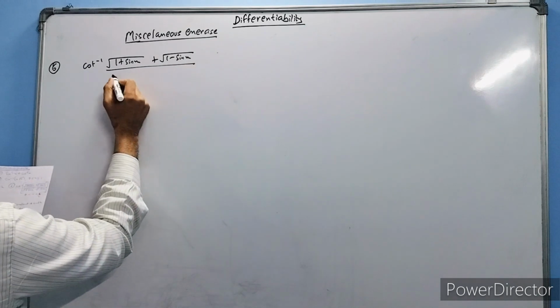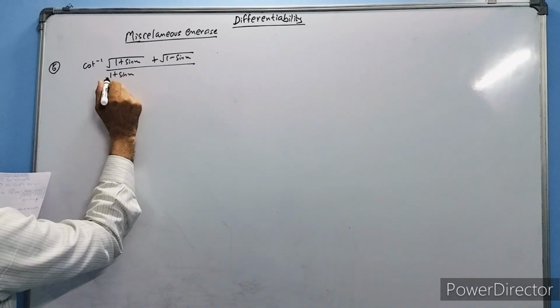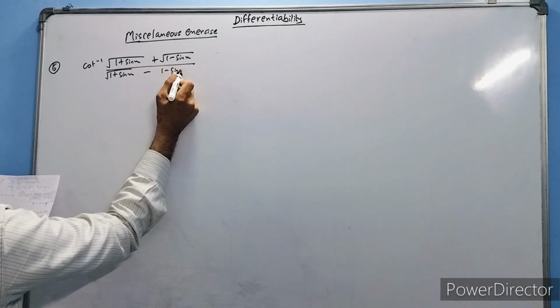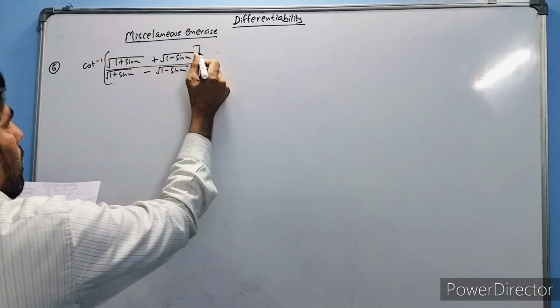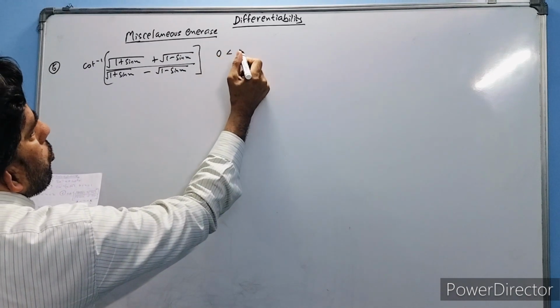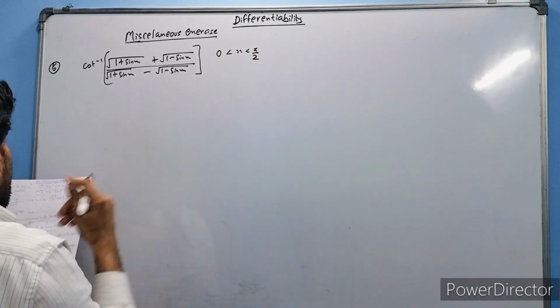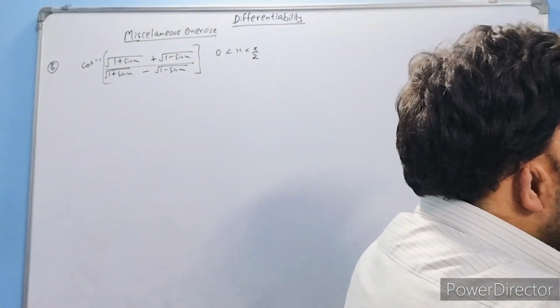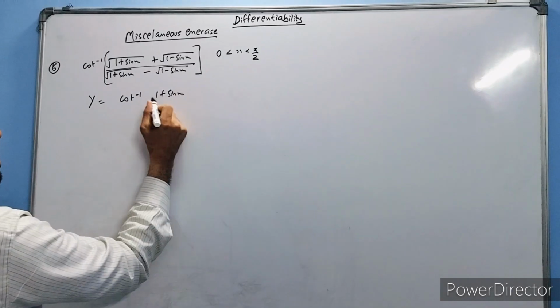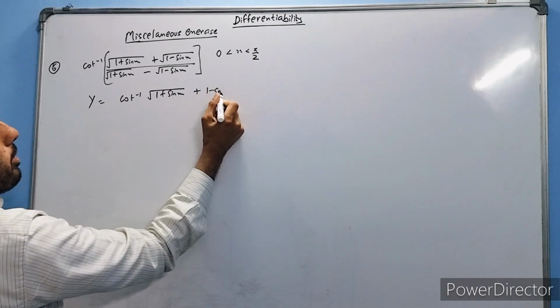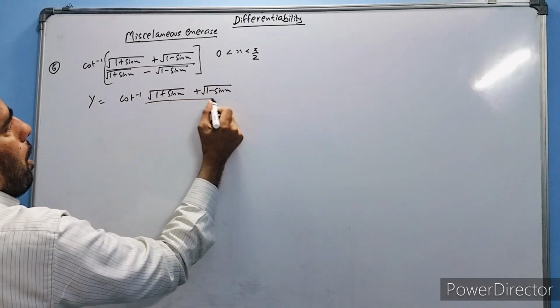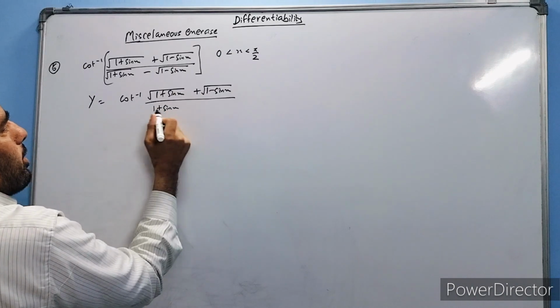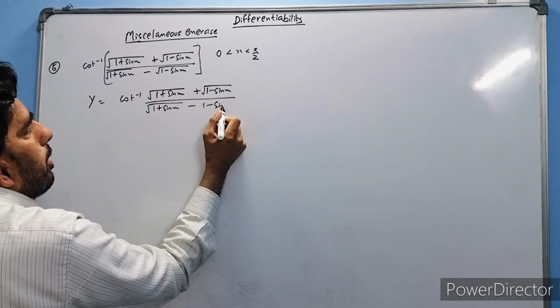Now, in a very simple way, they have given cot inverse of (√(1 + sin x) + √(1 − sin x)) upon (√(1 + sin x) − √(1 − sin x)), where x lies between 0 to pi by 2. So how will we try to differentiate it? Let us see. Consider y is equal to cot inverse of (√(1 + sin x) + √(1 − sin x)) upon (√(1 + sin x) − √(1 − sin x)).